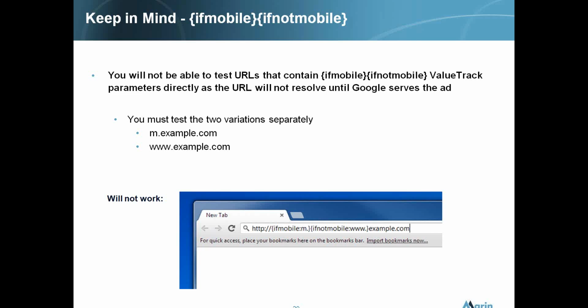So that's one area that can get a bit confusing. I know we all want to make sure everything is working just right, and it becomes a little bit more of a process when using parameters that are going to be used with a bit of variability. In this case, the variable is where that click came from. So please do keep that in mind when you are testing out your URLs and using the ifmobile, ifnotmobile Google ValueTrack parameters.